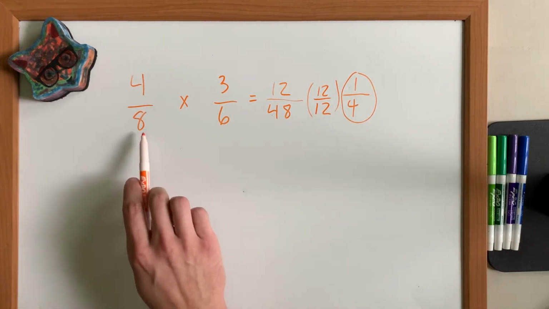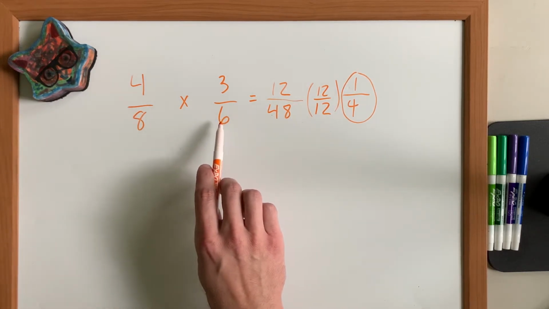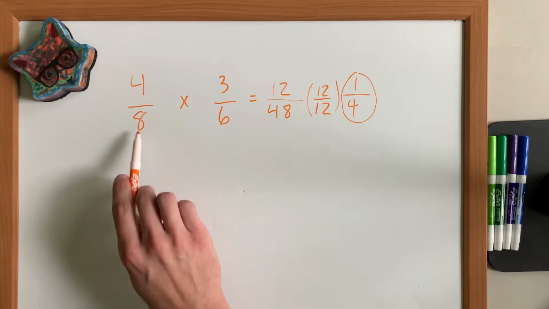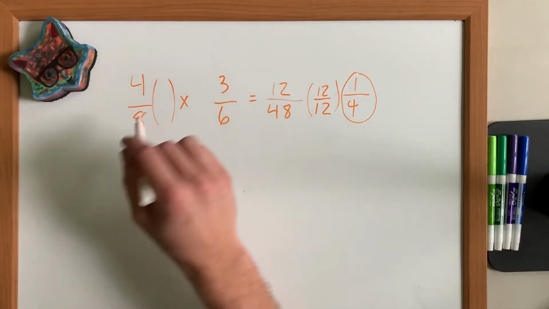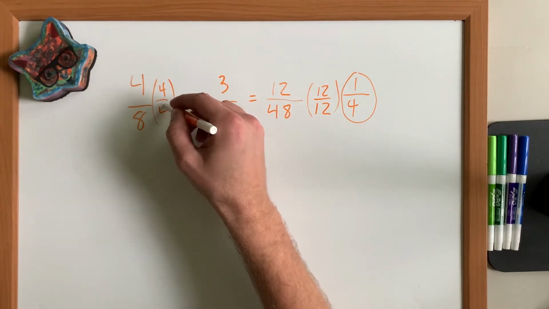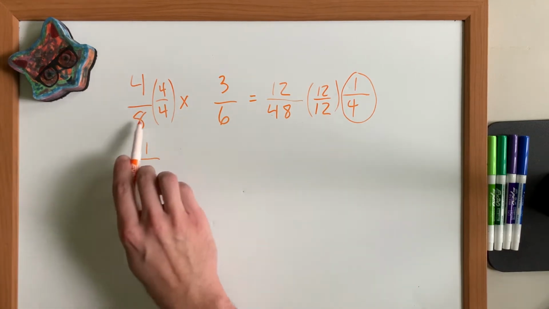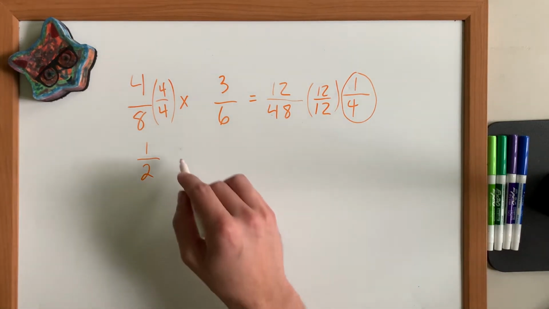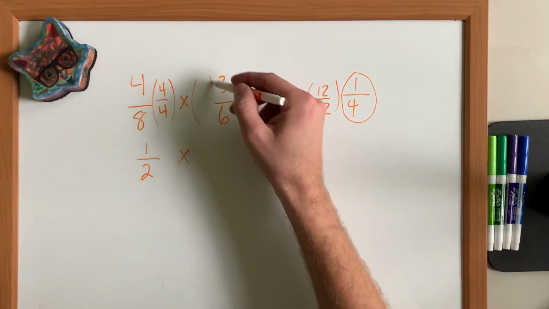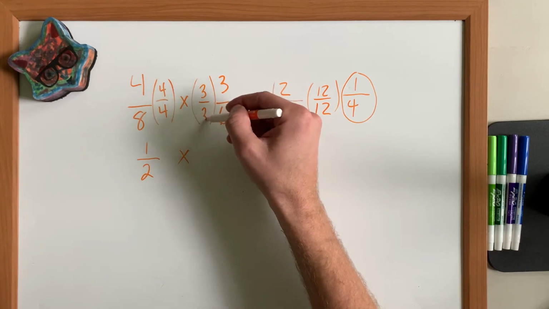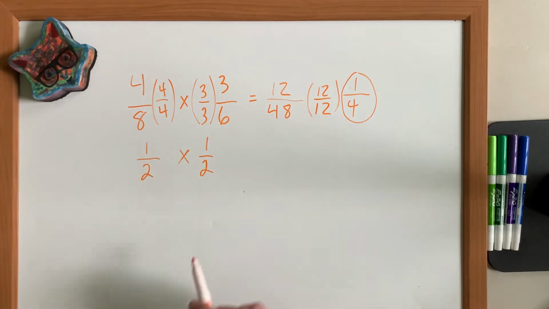Now, let's take a look at this problem and realize that had I done the simplification first, I would have had an easier problem. 4/8 could be simplified by dividing 4 out of the numerator and denominator. If I divide the top and bottom by 4, I get 4 divided by 4 is 1, and 8 divided by 4 is 2. Well, let's do the same thing with the second fraction, 3 over 6, and I can evenly divide 3 into the numerator and the denominator, and I get another 1/2.